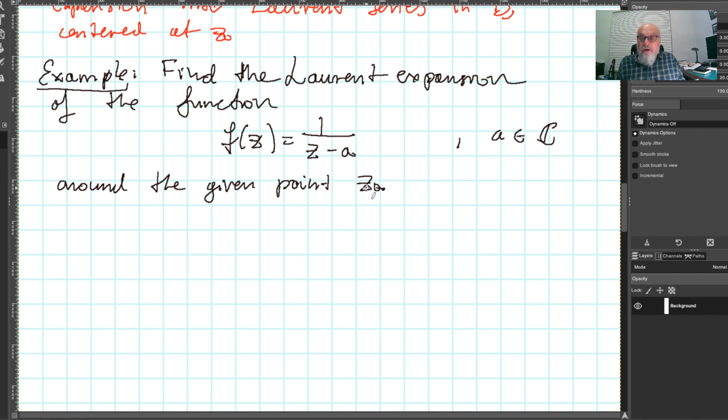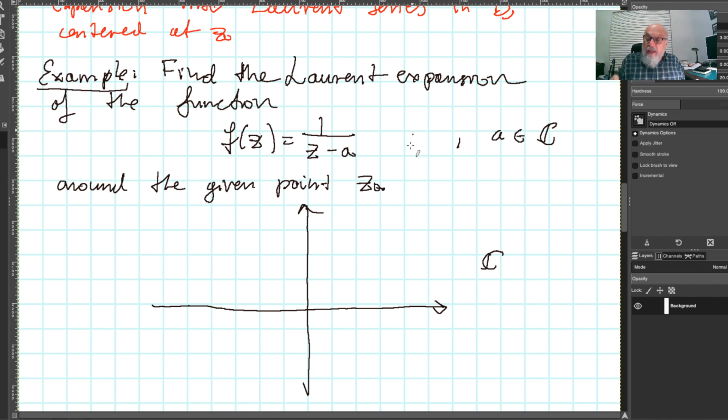Okay, so what is the situation here? Picture. This is my coordinate system, my complex plane. I know that the domain of the function, this is my point a, is not in the domain. So the domain of f is equal to C with the point a removed. Now, let's say I have a point z0 here.